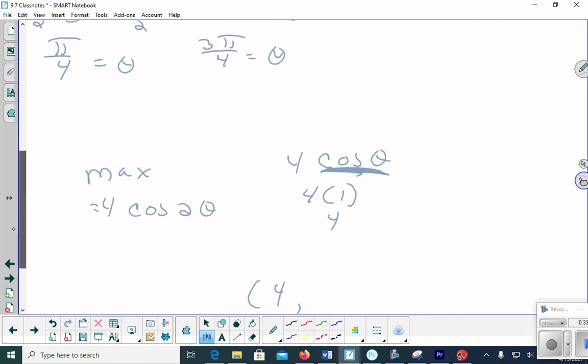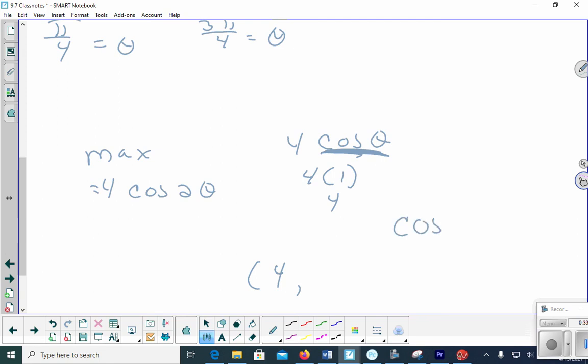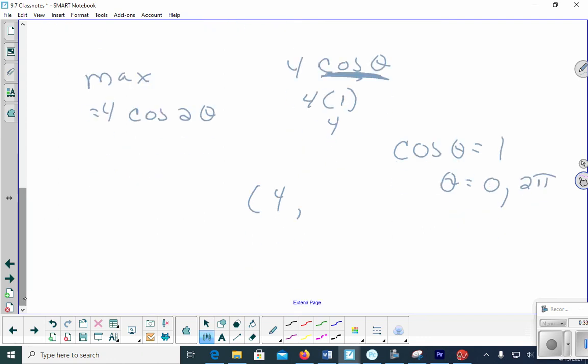So normally the cosine of theta is equal to 1 when theta is equal to 0, which doesn't really help me. So I'm going to go 1 unit around the circle and say 2 pi. Then I'm going to say, well, there's a 2 here. So I'm going to say 2 theta is equal to 0, so theta is equal to 0. And then the other one, 2 theta is equal to 2 pi, so theta is equal to pi.